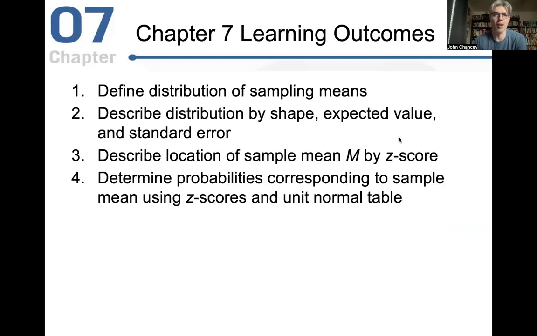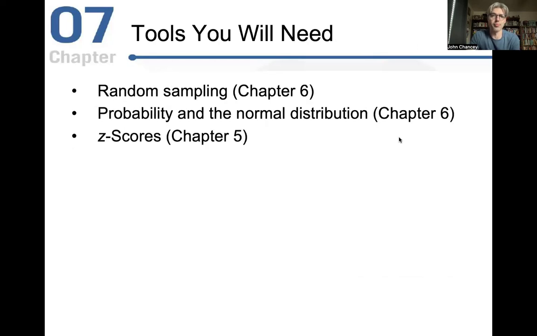By the end of the chapter, you should be able to define what distribution of sampling means are, describe the distribution by shape, the expected value, and standard error. So, another statistic we'll be calculating. Describe the location of sample means, the mean of M, by z-score, and then determine probabilities corresponding to sample means using z-scores and the unit normal table.